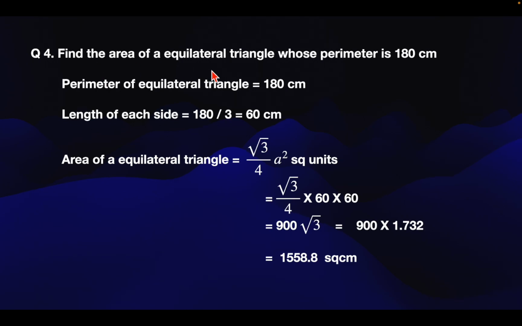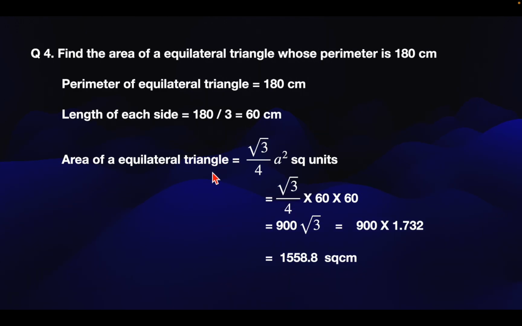Find the area of an equilateral triangle whose perimeter is 180 centimeter. So they have given us the perimeter of the equilateral triangle. Equilateral triangle, all the three sides will be equal. So the length of each side will be 180 divided by 3, because perimeter is the sum of the three sides and all the three sides are equal. So 180 divided by 3 is 60 centimeter. So each side of the equilateral triangle is 60 centimeter.